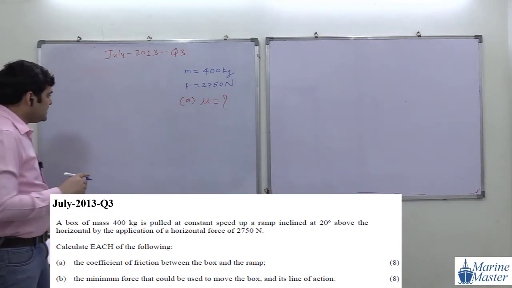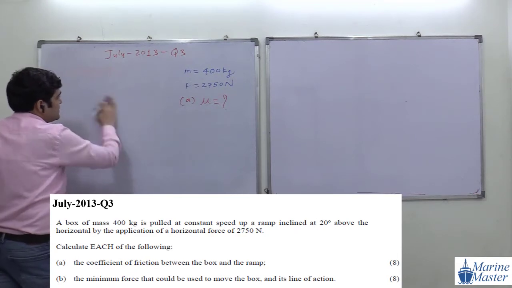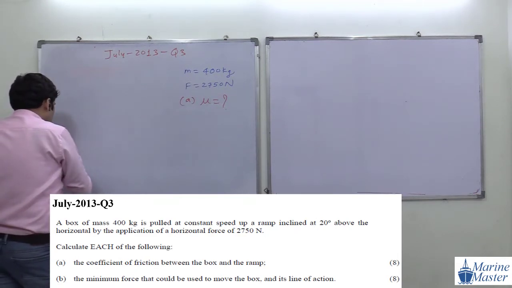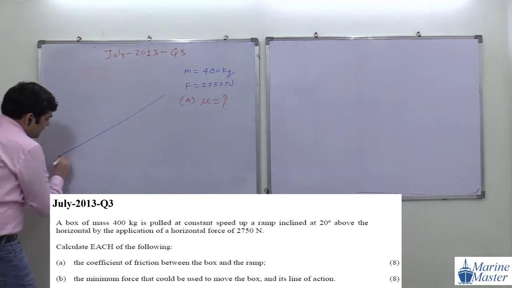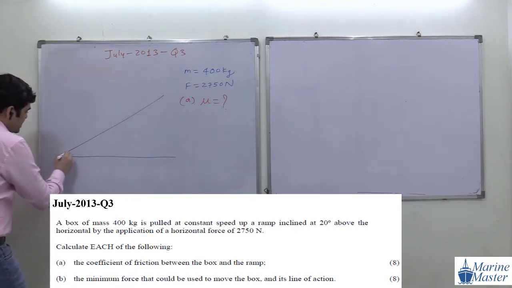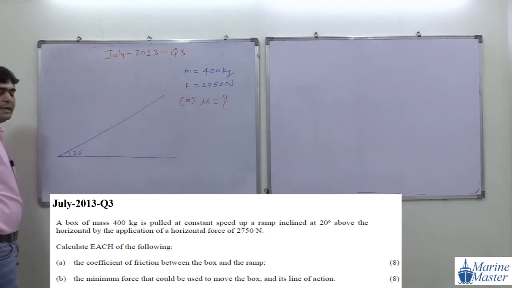Above the horizontal, see the point here. This is very, very important discussion. So this is our horizontal, this is our inclined plane, and this is our horizontal. With respect to the horizontal, how much is this angle? 20 degrees.